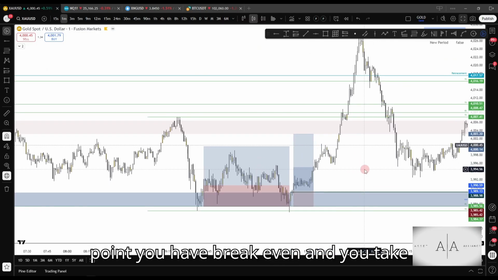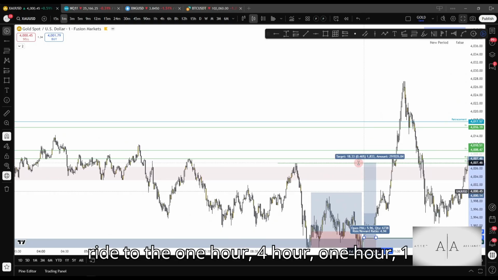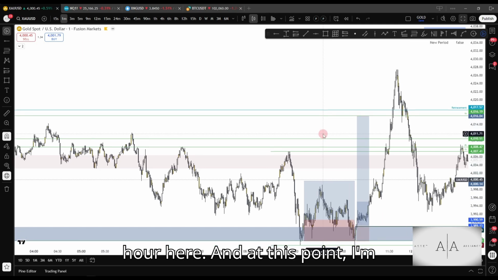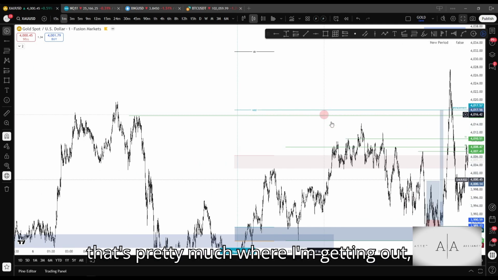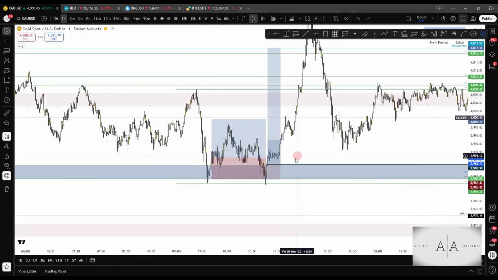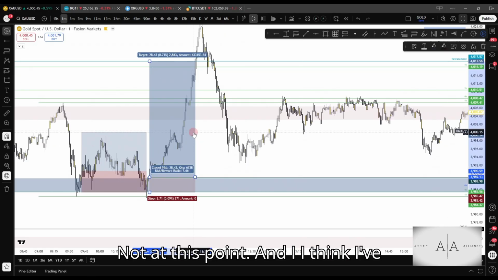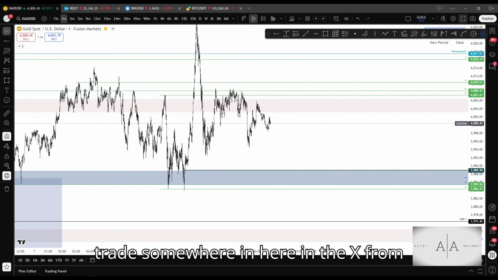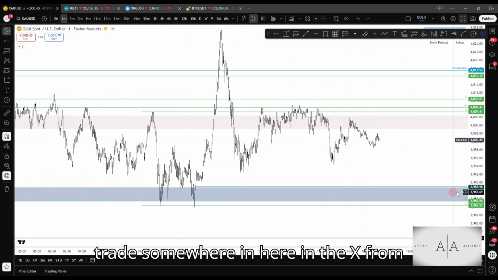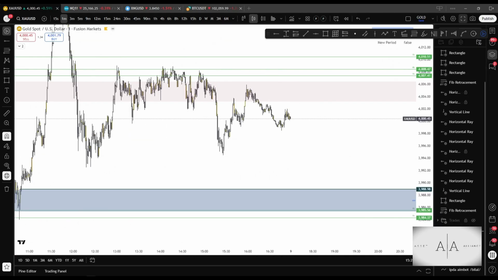So at this point you're at break even and you take partials. Then you let it ride to the 1 hour, 4 hour, 1 hour, 1 hour here. And at this point I'm probably all out because the retracement level is right there from the OSTDV, and that's pretty much where I'm getting out, right? Nah, at this point, and I think I even got a little trade somewhere in here in the X from the M partition. Can't remember though.